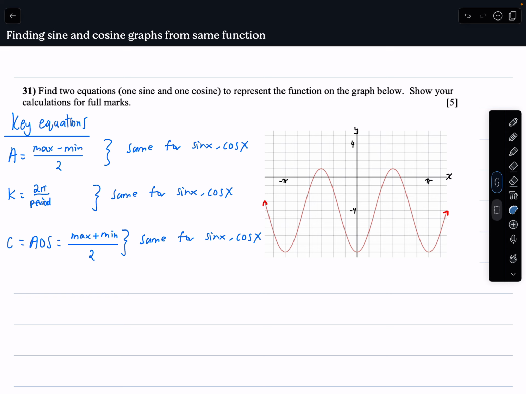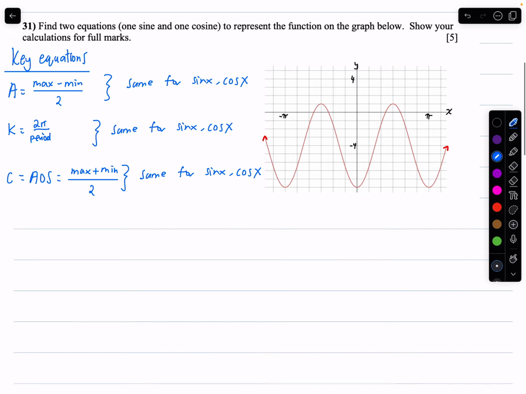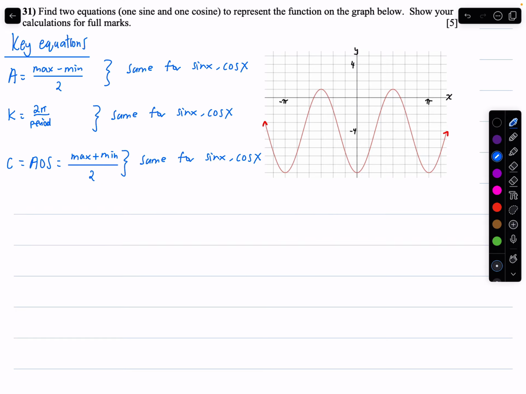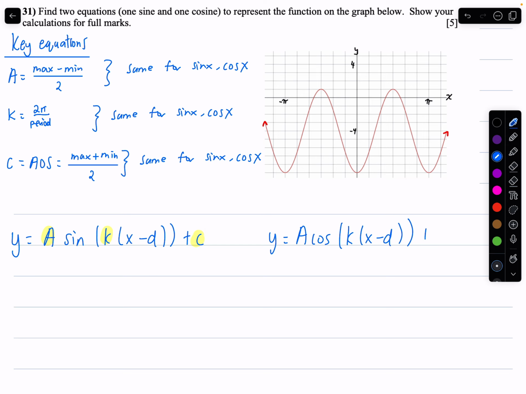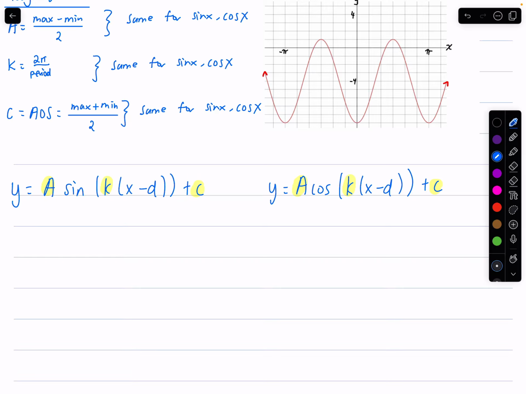So the first thing I want us to do is find the a value, the k value, and the c value, because we know they're going to be the same for both. Now remember the parent functions. The parent function of sine is going to look like this: a sine(kx minus d) plus c. And we're going to find out what a, k, and c are. Then we're going to do the same thing for the cos function, which is a cos(kx minus d) plus c, and we're going to apply the same a, k, and c values. So let's first find the a, k, and c values.